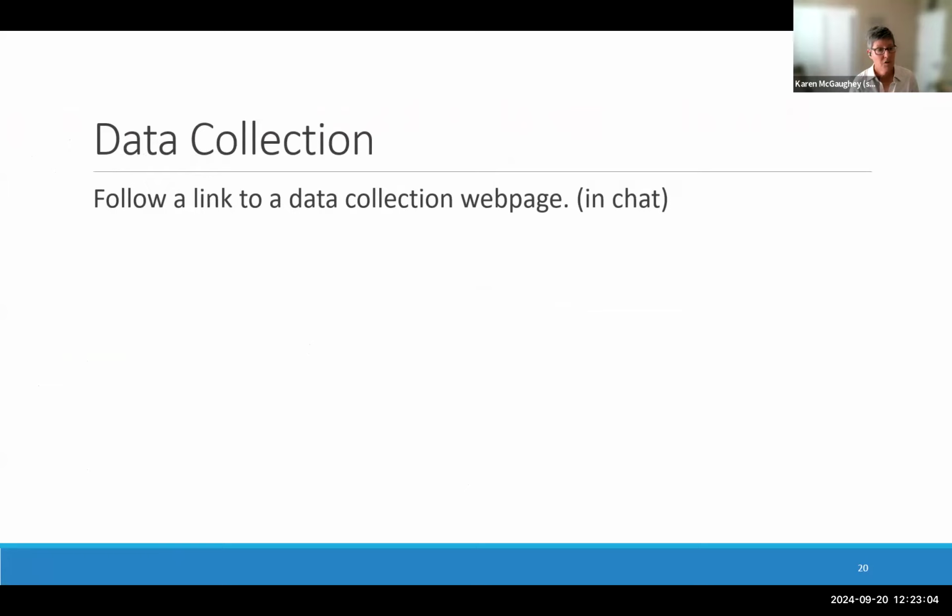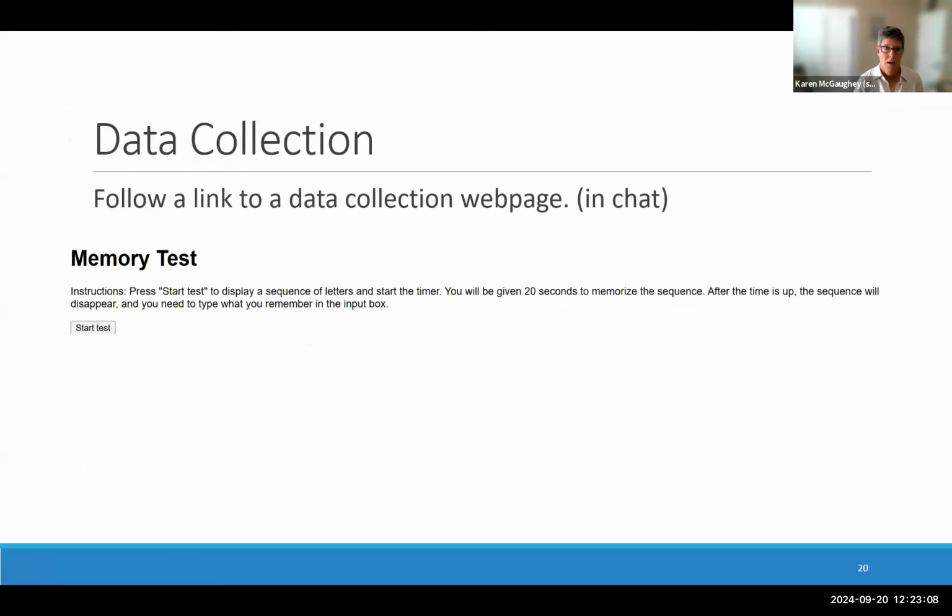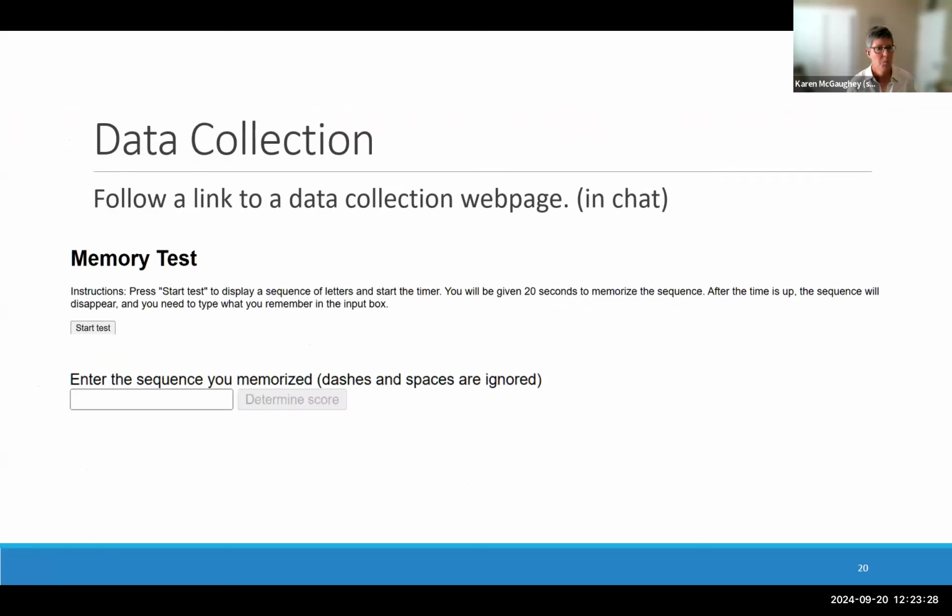I would give them a link to a web page. So I'm going to give you this link in just a moment. At the beginning of this web page, when you follow the link, you're going to see these instructions. Press start to display a sequence of letters and start the timer. You're going to be given 20 seconds to memorize the sequence. After the time is up, the sequence will disappear and you'll need to type what you remember in the input box. And so this is the input box.